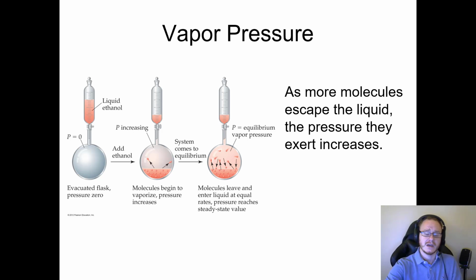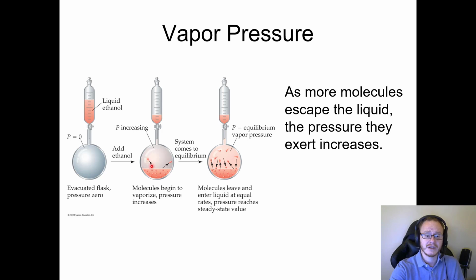Here, for example, we have an evacuated flask. There's nothing in here. We have liquid ethanol. That's alcohol. If we take the liquid alcohol into the larger flask down here, naturally, they're going to begin to evaporate at a certain rate at any temperature. Some of the molecules are going to have enough energy to turn into a gas. However, they have nowhere to go.